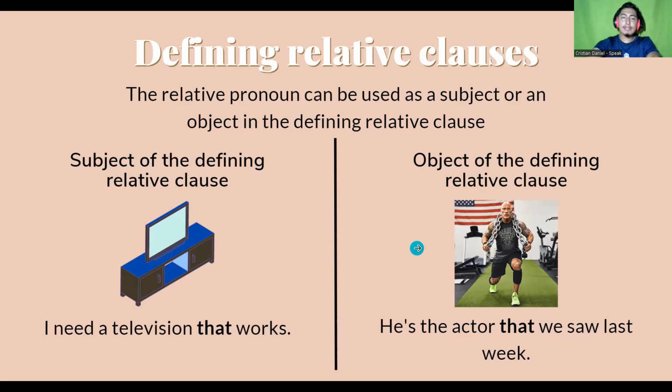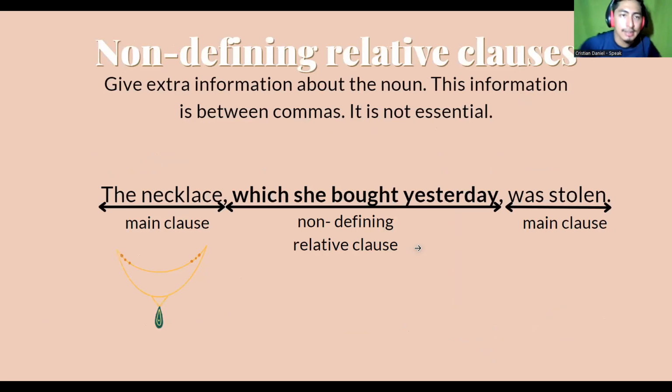Now let's pay attention to the second type of relative clauses, the non-defining relative clauses, of course. Look at the definition. They give extra information about the noun. Number one, this information is between commas. Number two, it is not essential. It means the information is not important. Good to know, but not important. So everybody, let's pay attention to it.